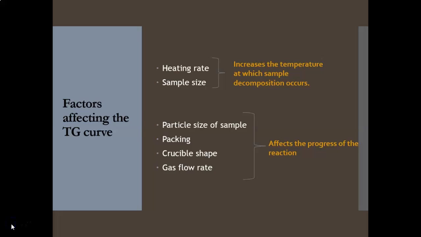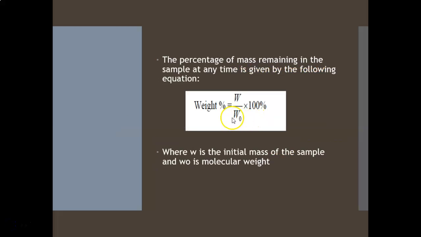Pure nitrogen gas from a cylinder will affect whether the material will gain or lose weight at the end of the degradation process. You can use the formula: weight percentage equals weight over initial weight times 100, if you want to measure the percentage of the mass remaining in the sample after the completion of testing.